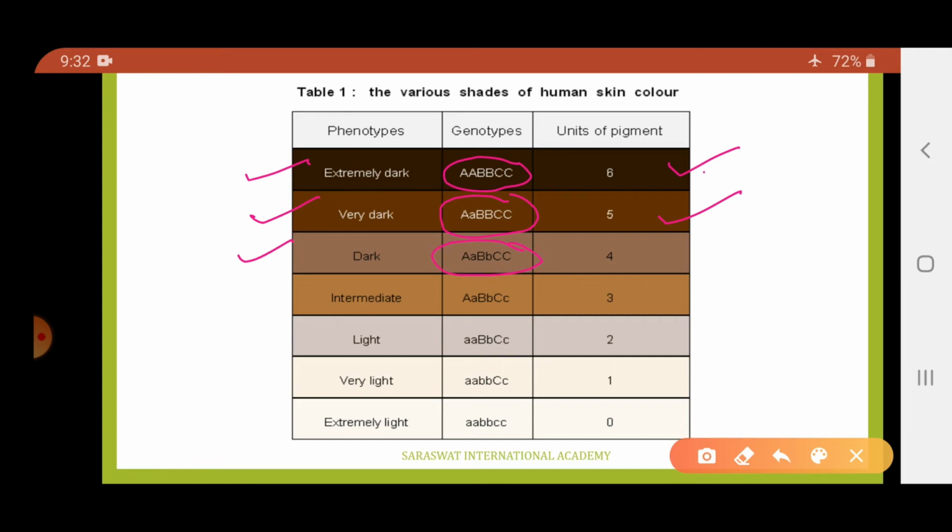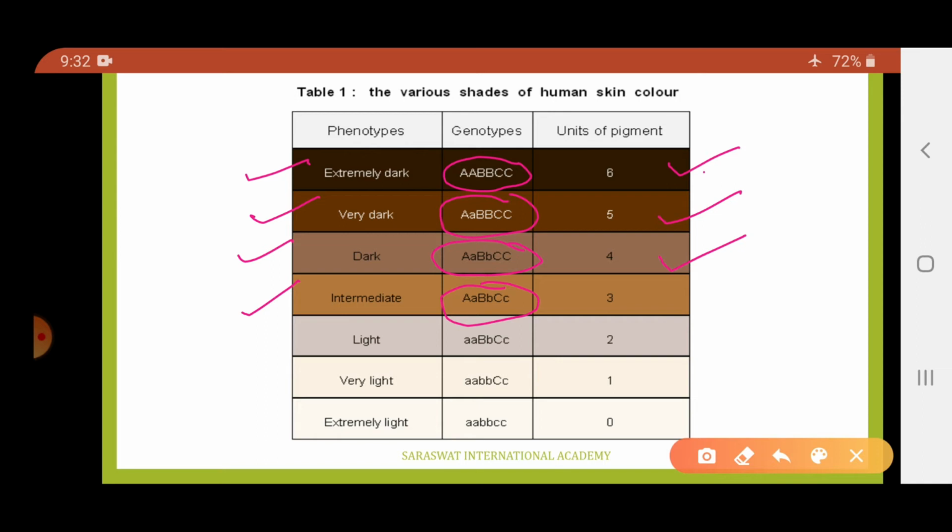Then dark skin, where there are how many recessive genes? Only 2 recessive genes. So see the genotype: capital A, small a, capital B, small b, capital C, capital C. Here how many dominant alleles are there? 4. So the units of pigment are 4. Then there is an intermediate condition where there are 3 dominant genes and 3 recessive genes: capital A, small a, capital B, small b, capital C, small c.